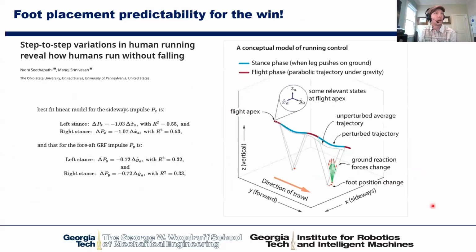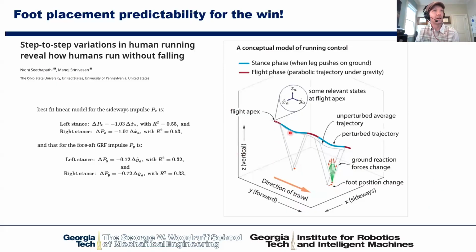So I just wanted to say a little bit more about the step placement predictability idea. This really comes from Manoj Srinivasan's lab. This is one example of a paper from their group that Nidhi Siddipathy published on running, but there are a number before this by Varun Joshi, and I'm not remembering all the other authors. You can go to Google Scholar and find all of them. There's probably like 4 or 5 good papers in a row.